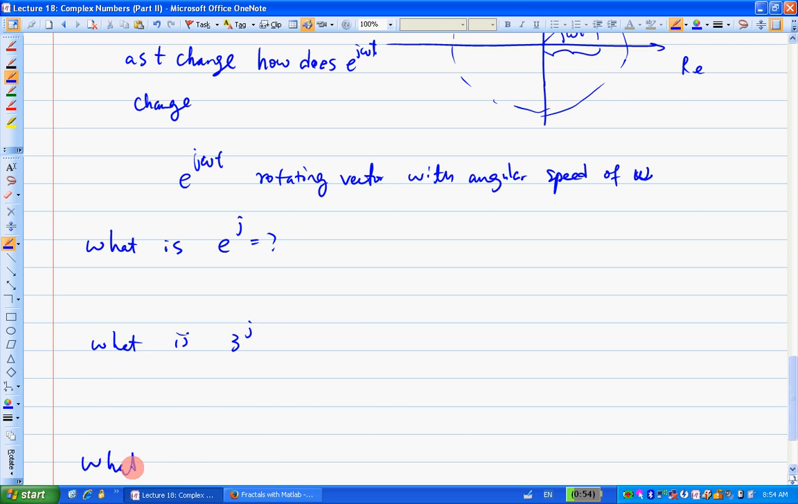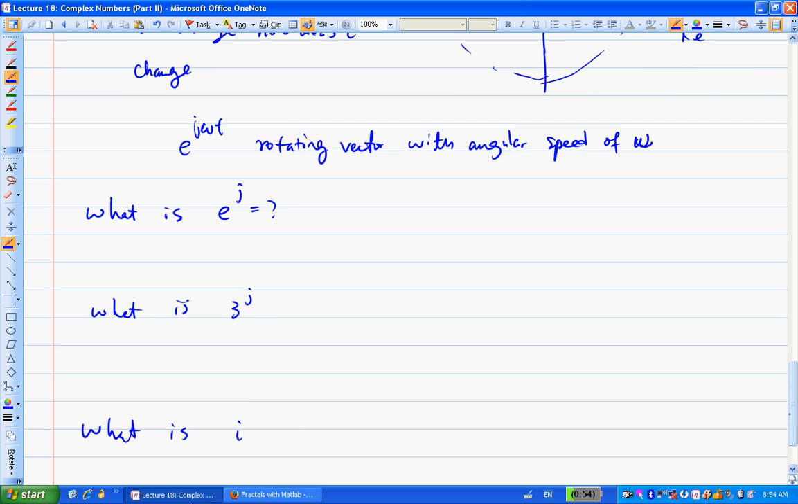And what is, instead of 20, let's call it j. What's j to the power of j? Starting with a simple one here. What's e to the power of j?